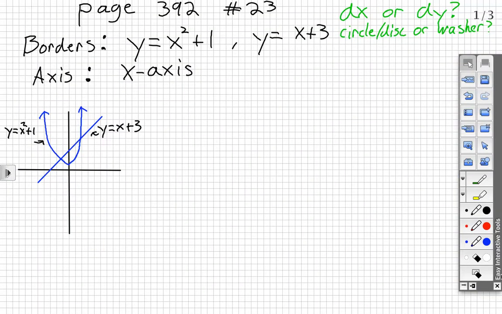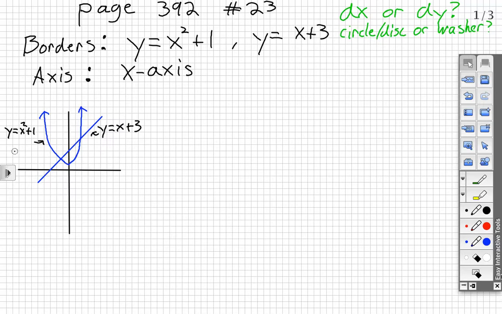Here we have page 392, number 23. We have borders identified as y equals x squared, which I've gone ahead and graphed in advance, and y equals x plus 3, which is the linear equation represented right here. Our border, or our axis of revolution for all the first few problems, is the x-axis. So this is our question.